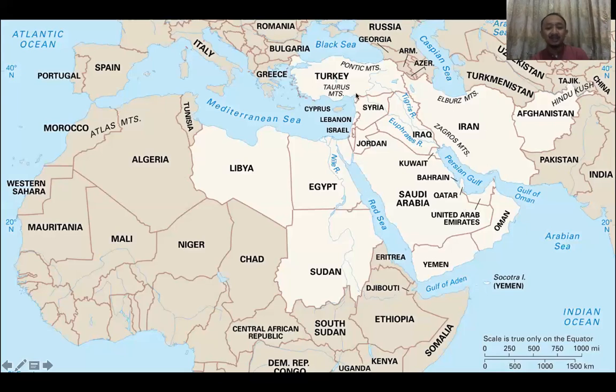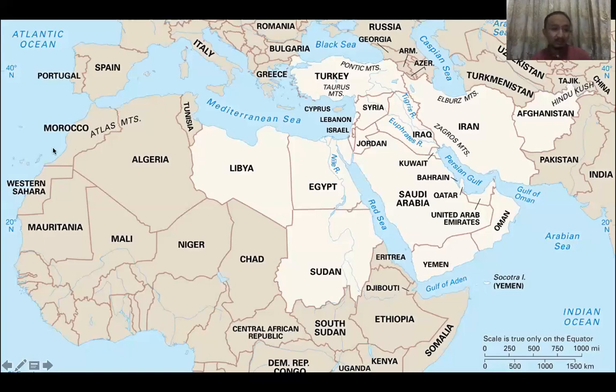Why? Because Turkey and Iran are not included in the Arab world. Okay, so they are part of the Middle East, but they are not necessarily part of the Arab world. I don't really agree with this map because they include Afghanistan as part of the Middle East. It is not. Afghanistan is closer to the context of South Asia. I will explain later. If you have any questions, please just drop them in the comment box.